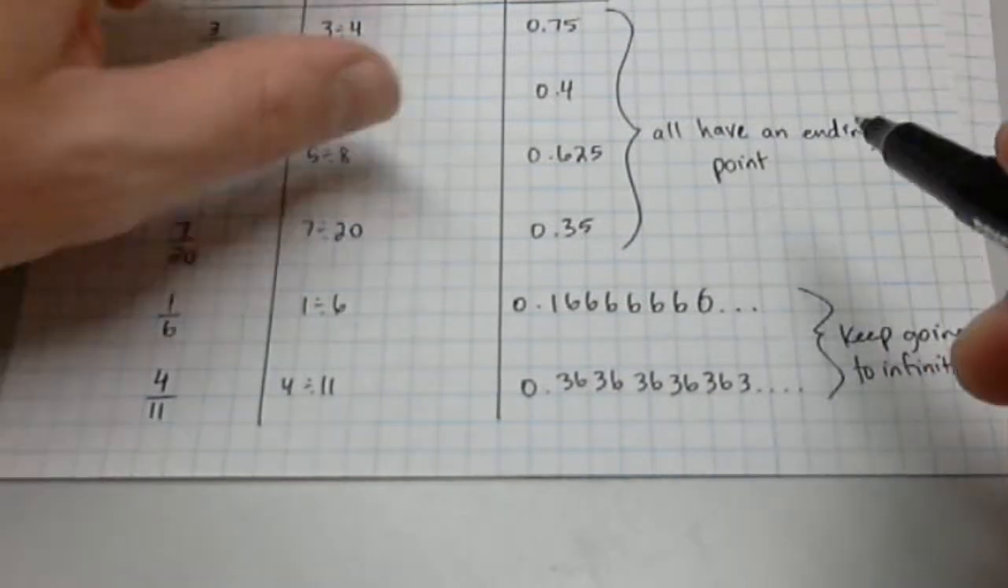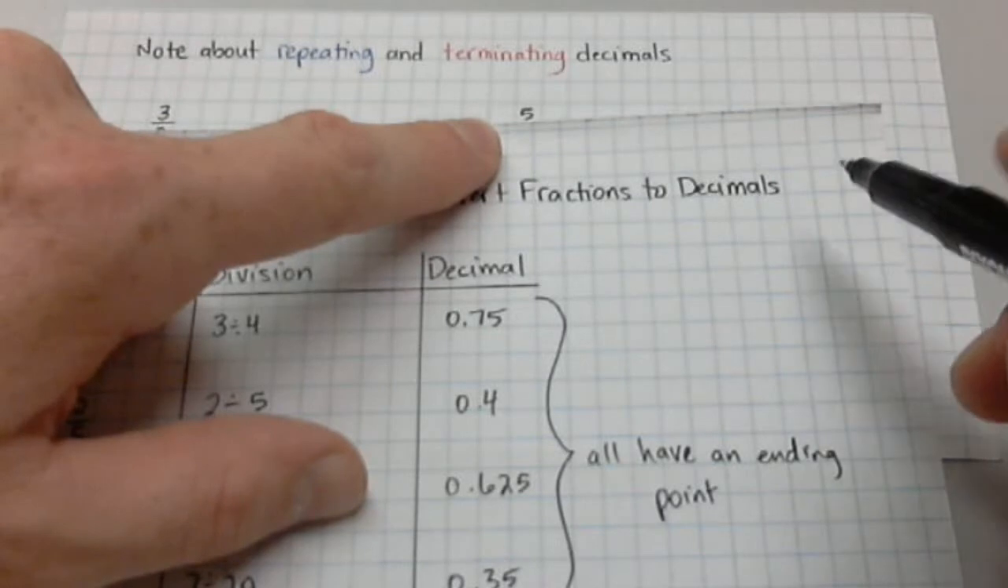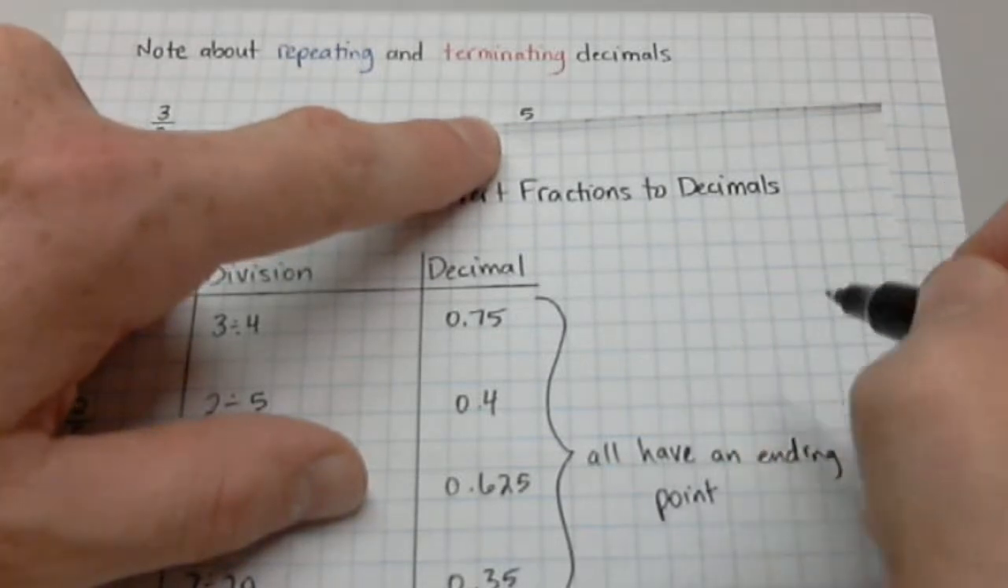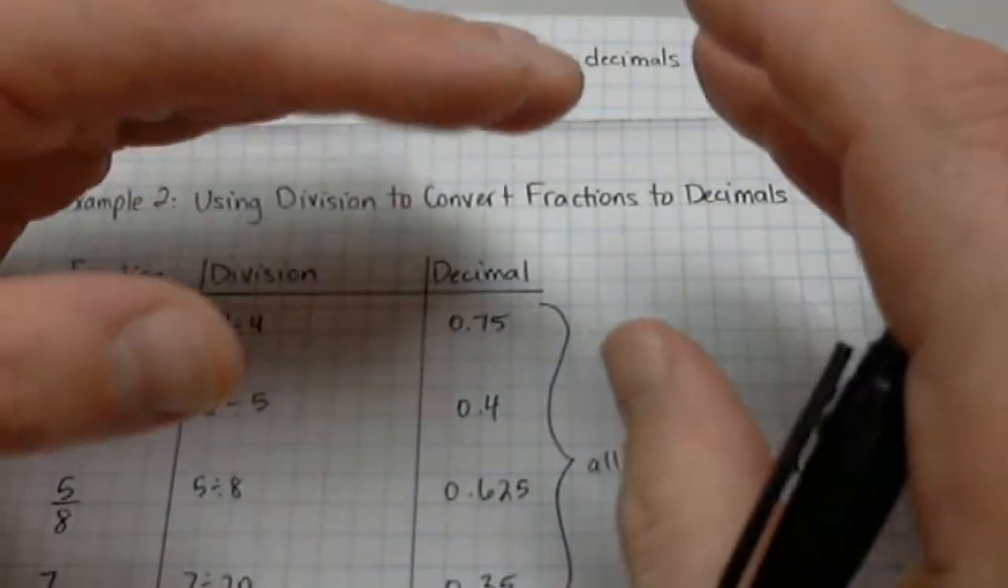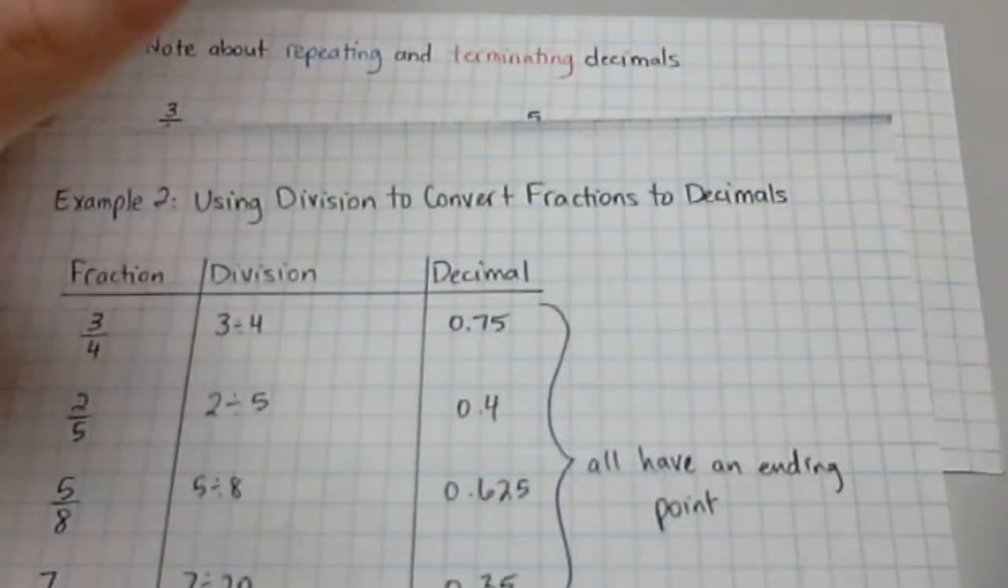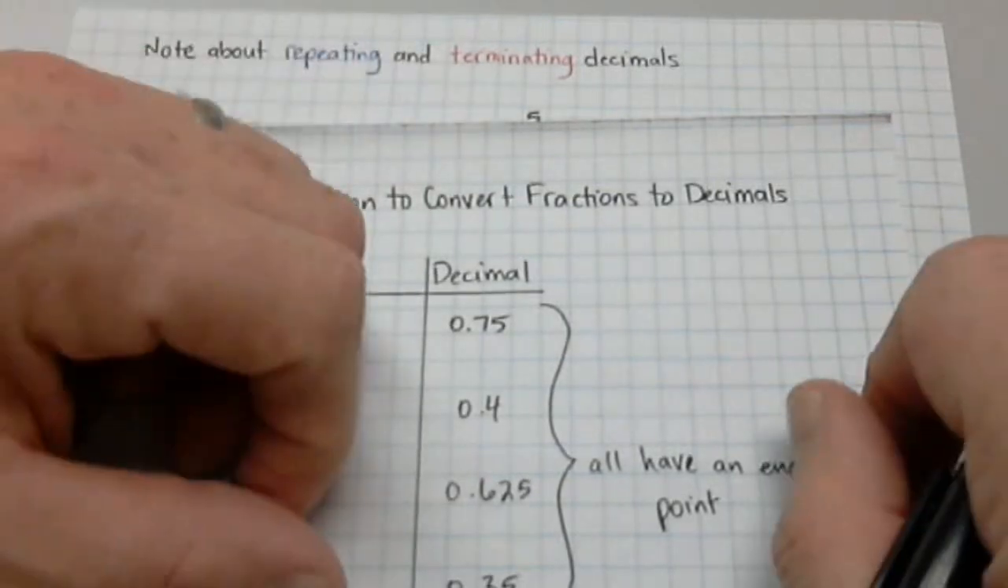So we're going to focus mainly on repeating and terminating up here, but there's one called non-repeating, non-terminating decimals, which means there are just numbers that just kind of go on and on and on, and there's no discernible pattern, and they just kind of keep going on.